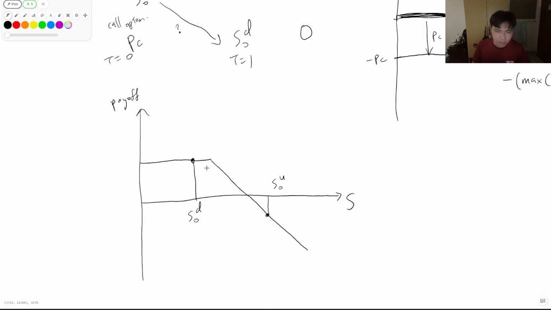And so what we can see is that as a seller of the call option, we actually do not want the price to tick up, right? Because if it ticks up, then we'll be making a loss. We sold the call option at price PC, and we actually want it to stay out of the money so that we never have to pay out, we never have to pay the strike price.